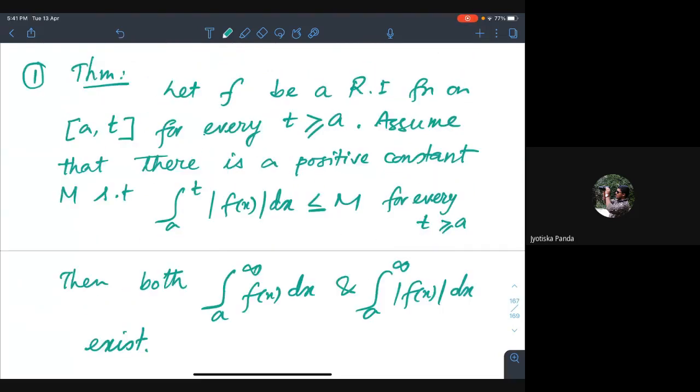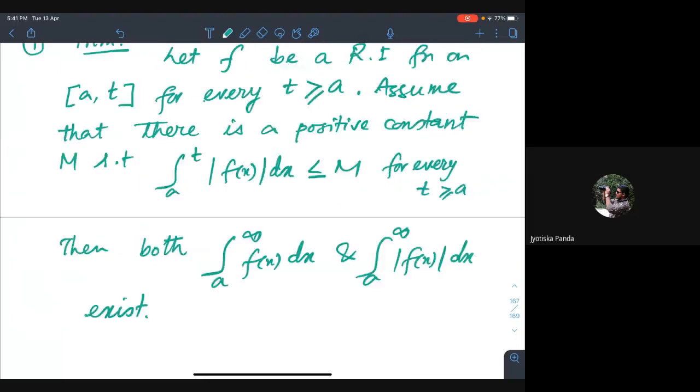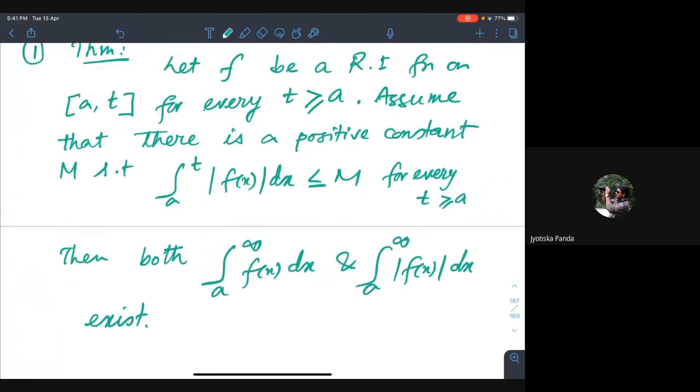All right. So what condition do you need? You need this to be bounded for every t greater than or equal to a. This might look complicated, but what we are assuming is that this should be true for every t greater than or equal to a. So that actually is quite strong.